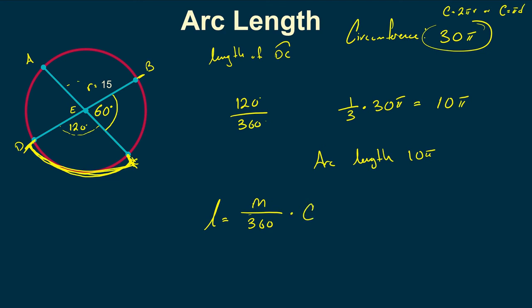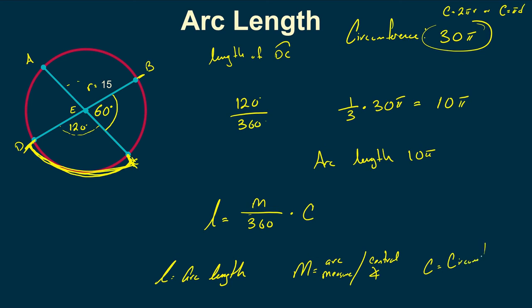Okay, so let's identify something. So what does L represent? L represents the arc length. What does M represent? M represents the measure of the arc. But remember, arc measure is the same thing as your central angle, right? And in this case, C is going to equal the circumference. And there's two formulas, I guess you can say, that we can use for circumference, which is 2 pi r or pi times diameter.